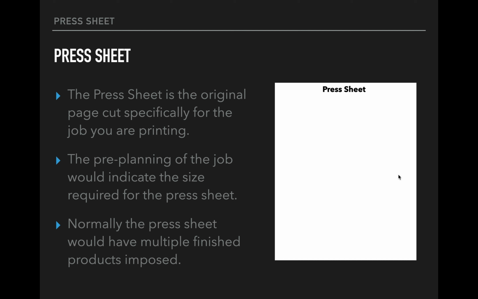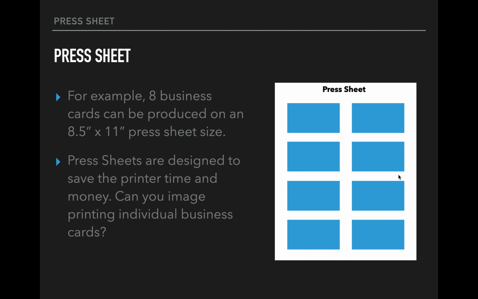The press sheet is the original page cut specifically for the job you are printing. The pre-planning of the job would indicate the size required for the press sheet. Normally, the press sheet would have multiple finished products in post. For example, 8 business cards can be produced on an 8.5 by 11 press sheet size. Press sheets are designed to save the printer time and money.